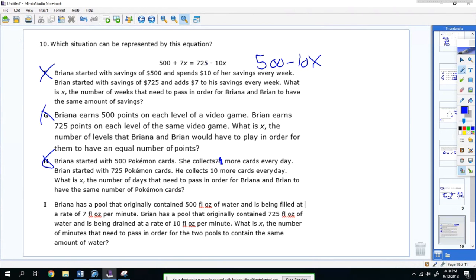So that's wrong. Brianna has a pool that originally contained 500 fluid ounces of water and is being filled at a rate of 7 fluid ounces per minute. So that's 500 plus 7x. Okay, Brian has a pool that originally contained 725 fluid ounces and is being drained. So let's subtract 10x. Well, there you go. That's right.